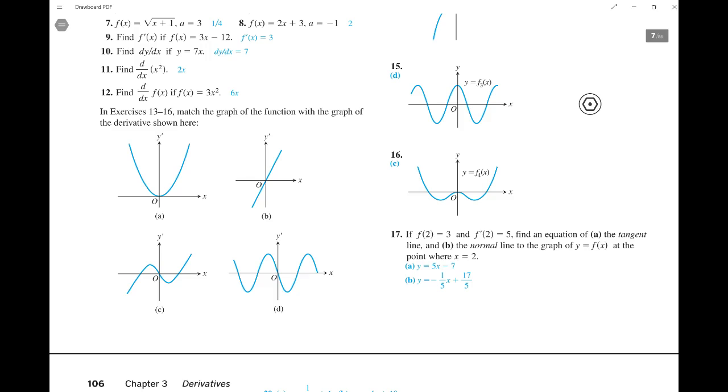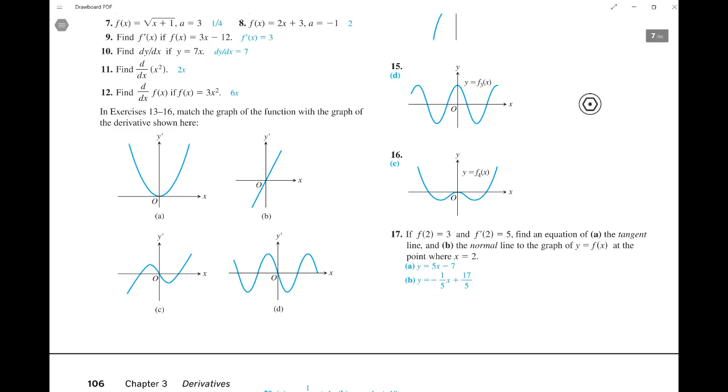Okay, so we also had 17, is that correct? 17. Okay, so if f of 2 equals 3 and f prime of 2 equals 5, find an equation of the tangent line and the normal line.